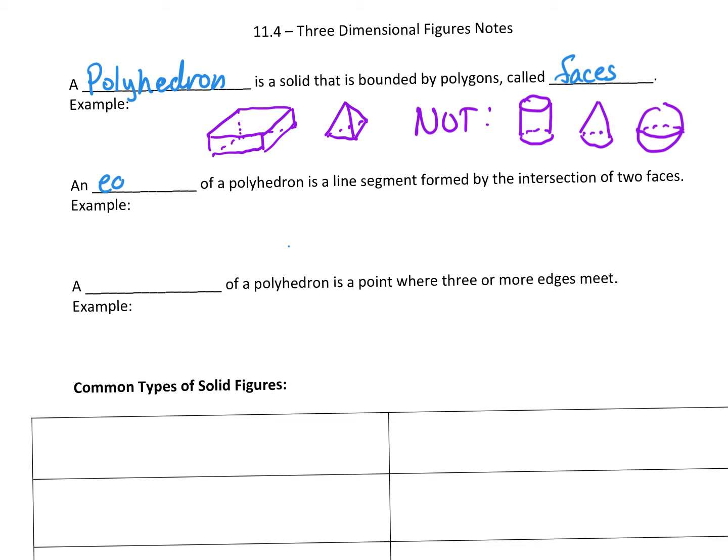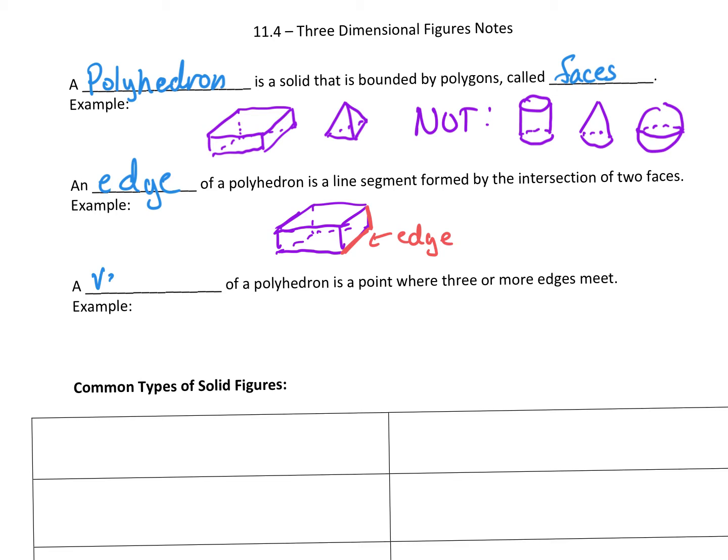The edge of a polyhedron, spelled that wrong, is where two faces intersect. So if I drew here, this here would be an edge. This also would be an edge, anywhere two faces intersect.